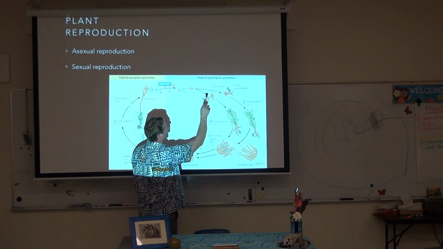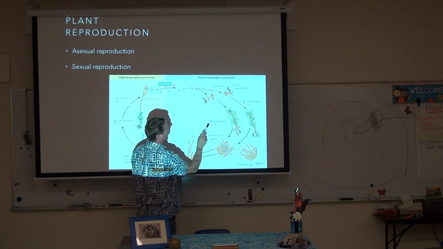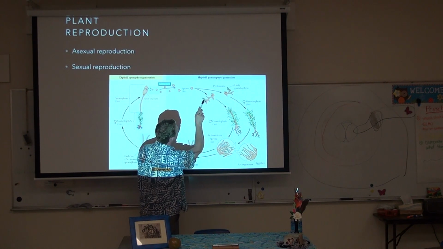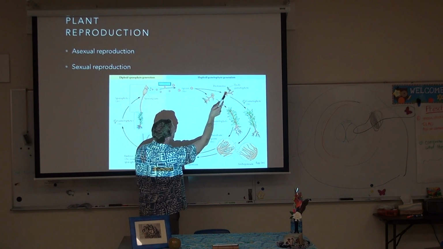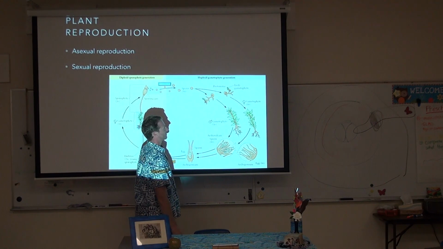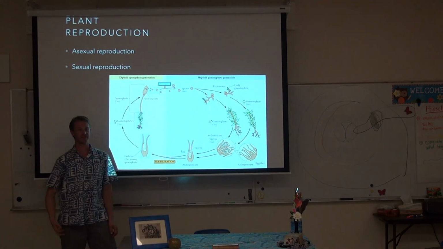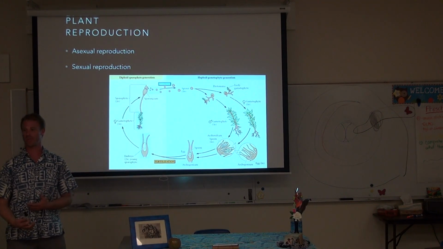Either a spore will come out and make a male plant, or a female plant. All plants are either male or female. Very rarely are they both.